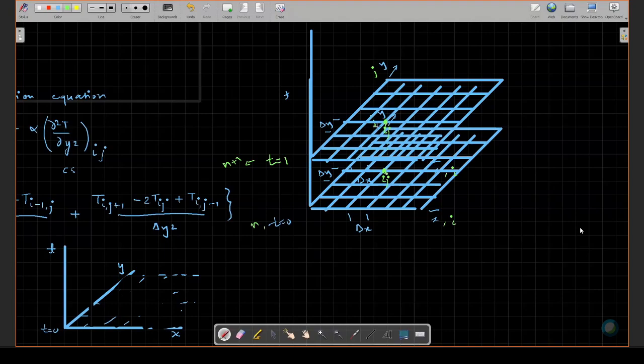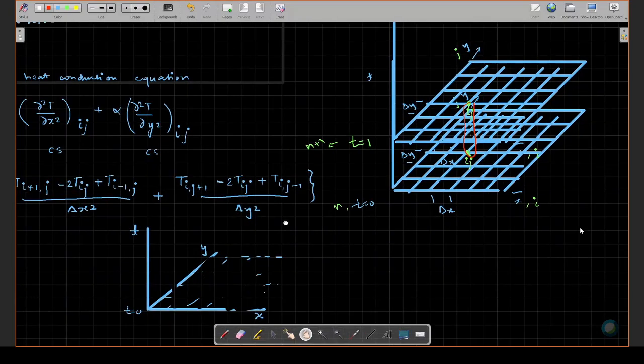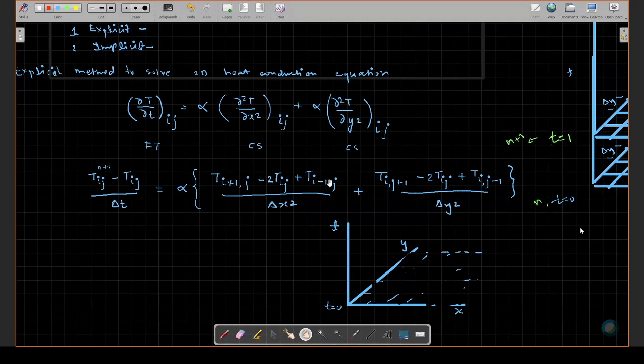Now, forward in time, whatever ij is at n plus 1, that we take into consideration. So that is what we have done here: the ij value at n plus 1 minus t_ij at the nth level, which we have taken.